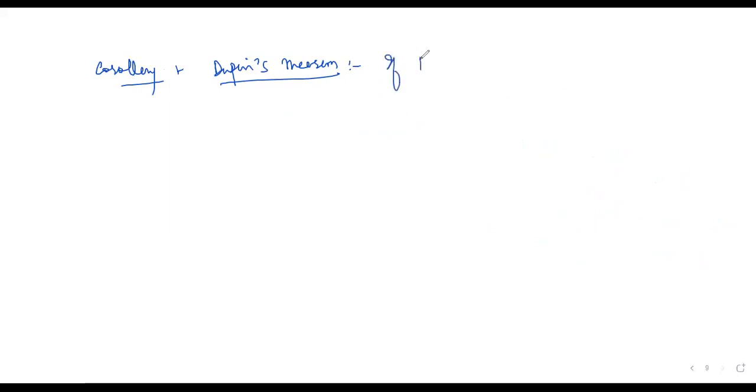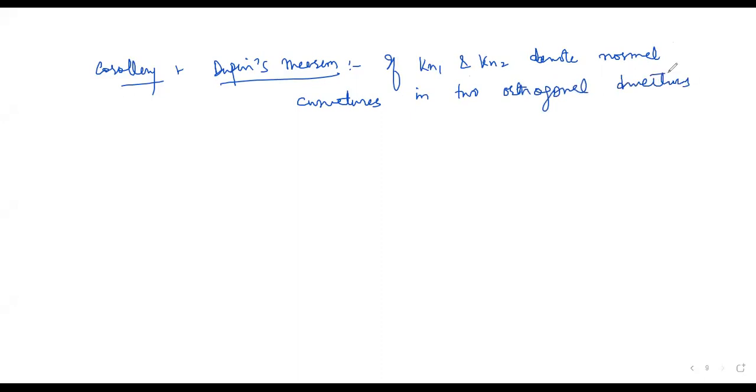That is, we say if k sub n1 and k sub n2 denote normal curvatures in any two orthogonal directions at any point, then their sum, k sub n1 plus k sub n2, will always be equal to k sub a plus k sub b. The proof of this is very easy.